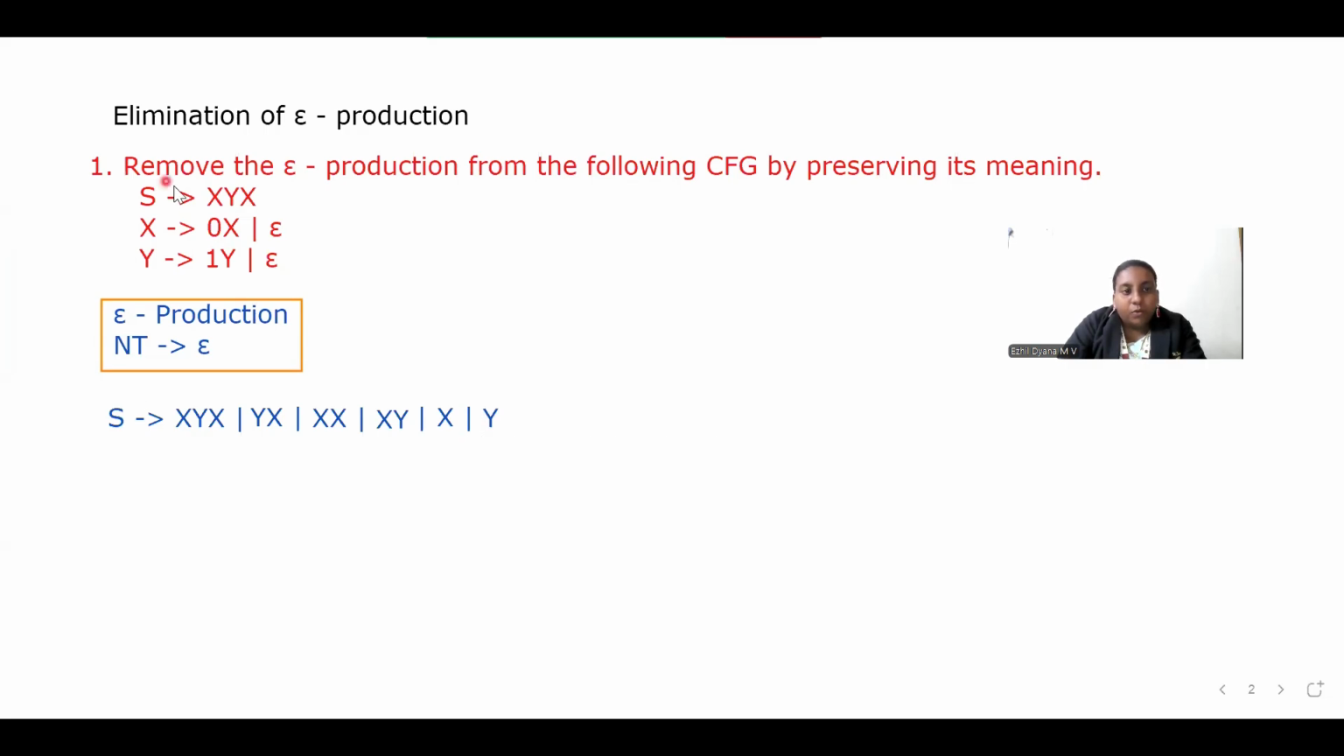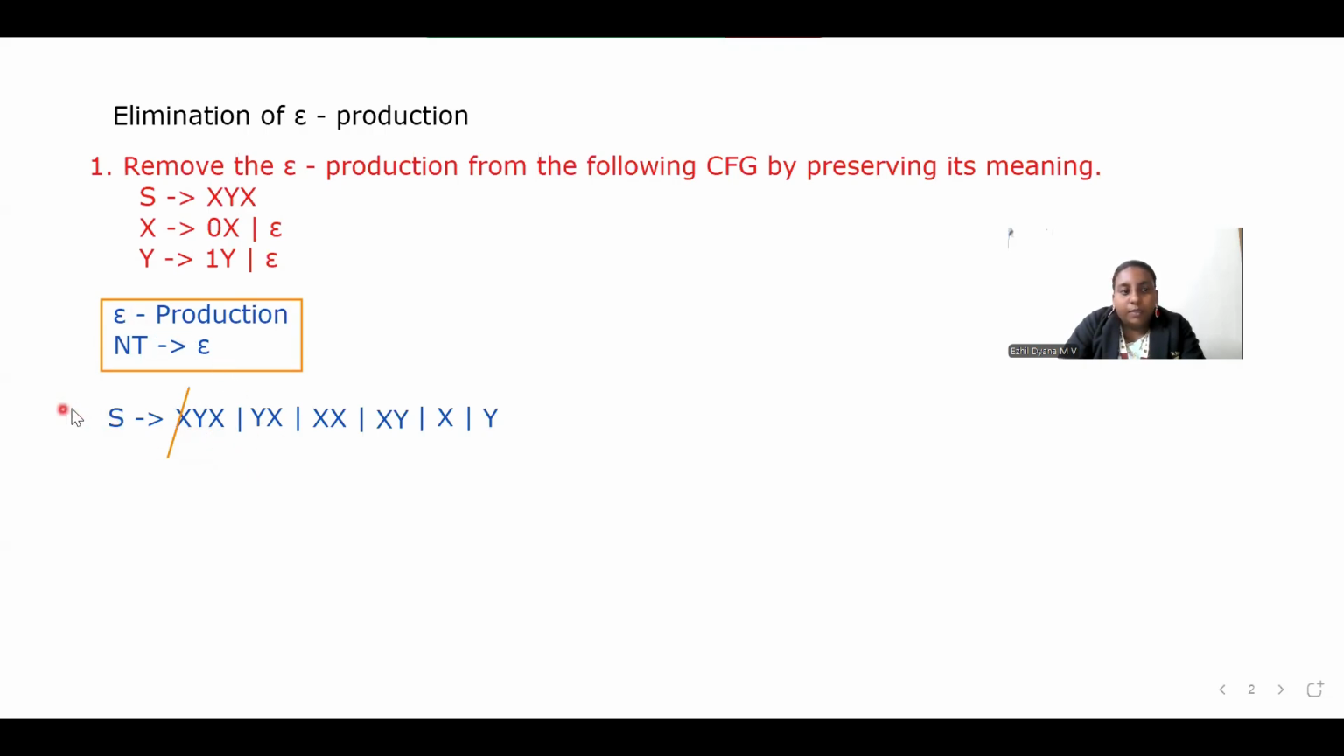I'm repeating. S tends to XYX is the given production. I'm going to write the production as it is, and I have two different rules here: X tends to epsilon and Y tends to epsilon. So I'm going to replace all the X with epsilon and all the Y with epsilon, one after the other. First, in place of the first X, I have replaced X tends to epsilon. Which means that this is an empty string, and followed by that I have only y and x. So I'm writing that y and x over here.